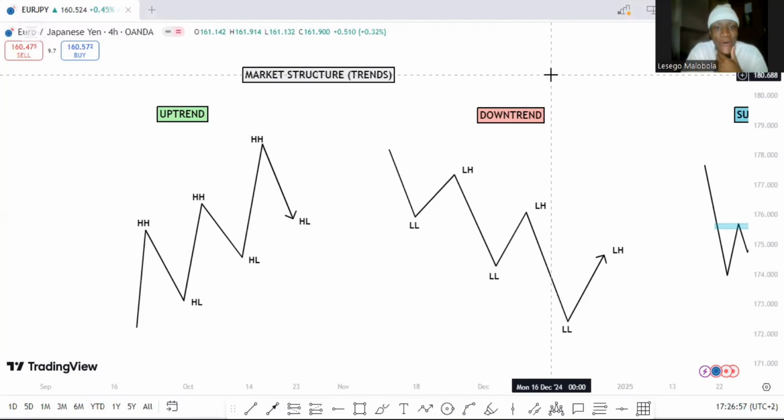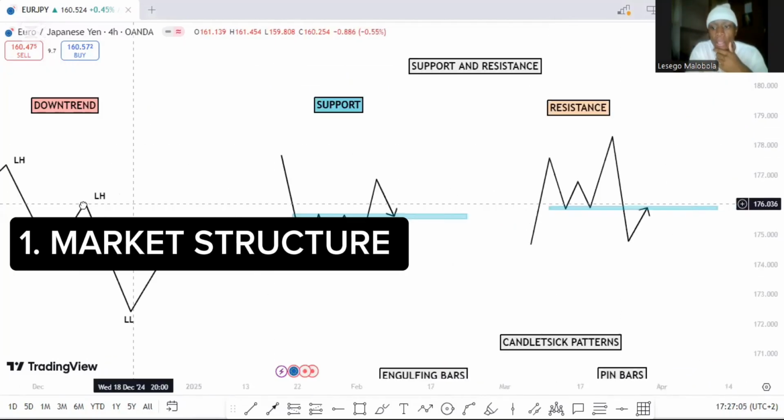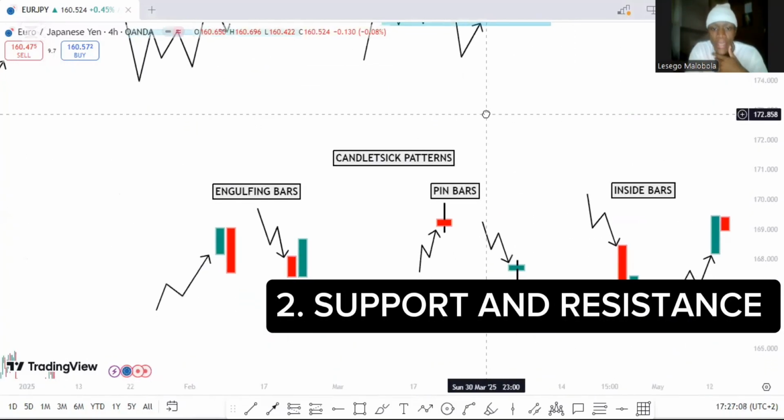Let's get to it. So guys, basically on today's video, I'm just going to show you the strategy that I'm using step by step, from market structure all the way to support and resistance, all the way to candlestick patterns.